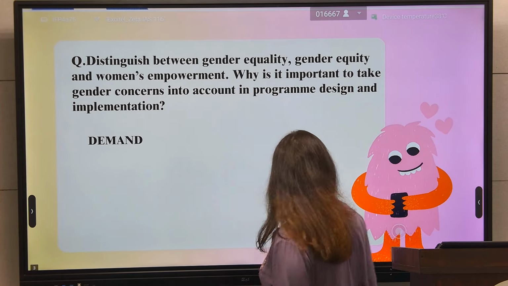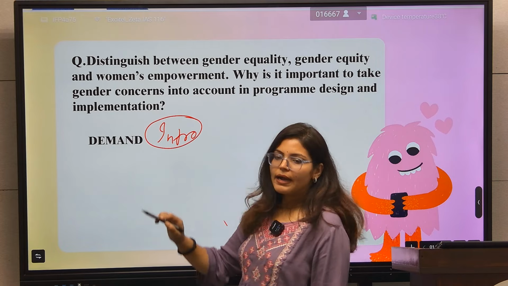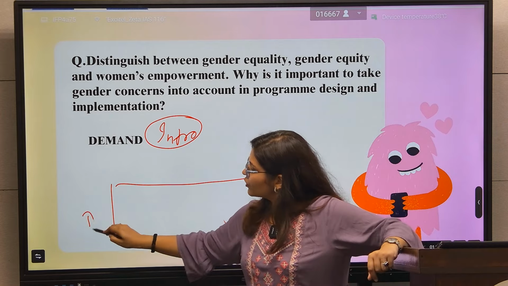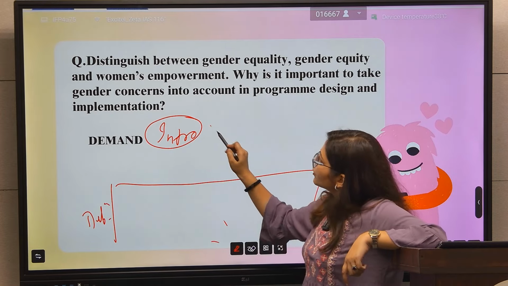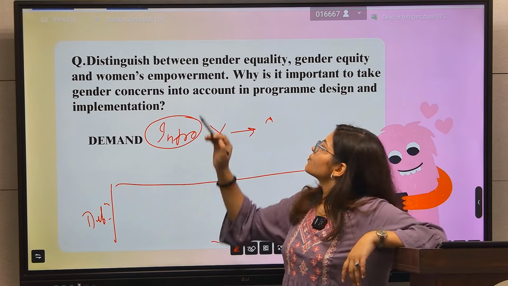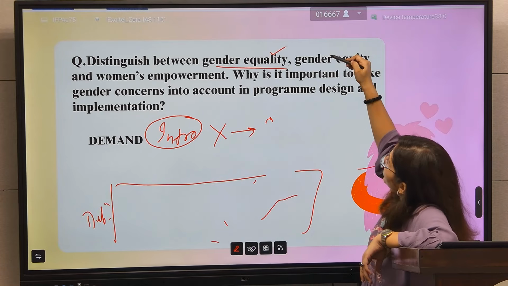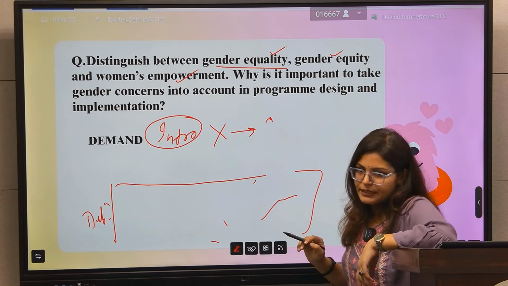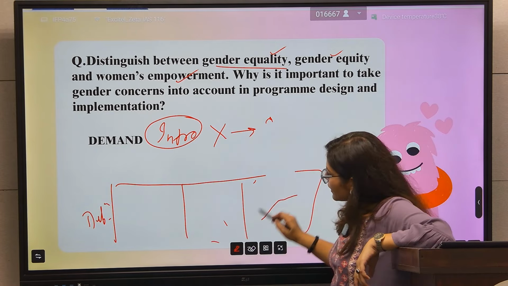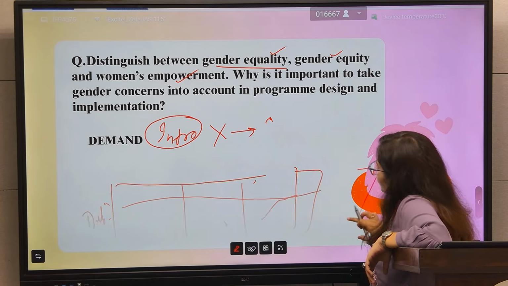Now in the intro part, you have to make a table. In that table you will write definition. So here, it is recommended not to define the terms, but to show the interlinkage between these 3 terms: yes, there is an interlinkage between gender equality, gender equity and women empowerment, but they are distinct terms with different definitions. Then make a table on these terms. Now what is gender equality for you?